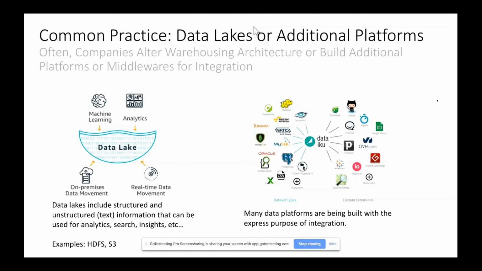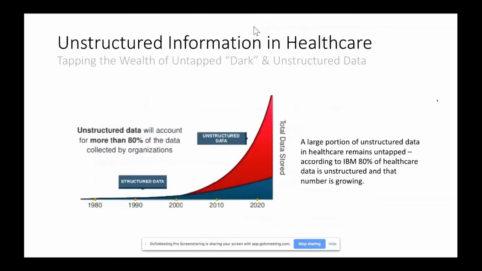I want to talk more specifically about what I work on a lot, which is the unstructured information. So how do we break into this wealth of dark and unstructured data? Unstructured data here being mostly anything that isn't tabular in nature. So we have a lot of text data, a lot of image data, things like that we work with on a regular basis. It's anticipated that unstructured data is going to account for far more than the majority of data collected by any organization within the near future.